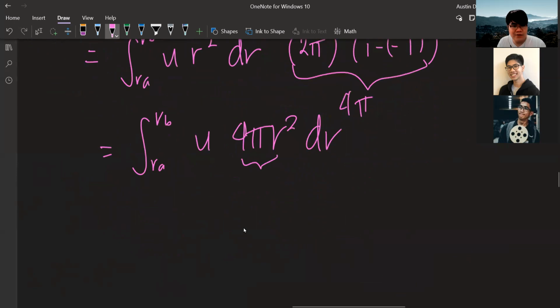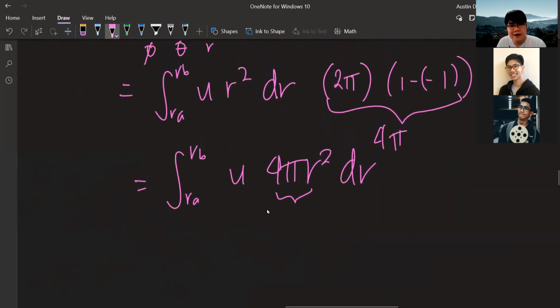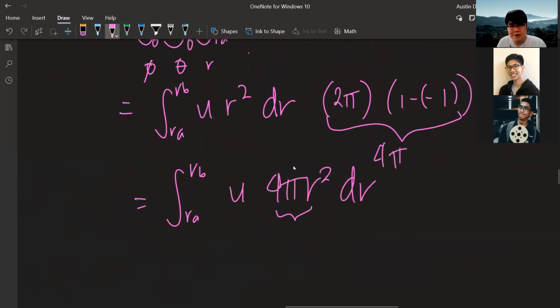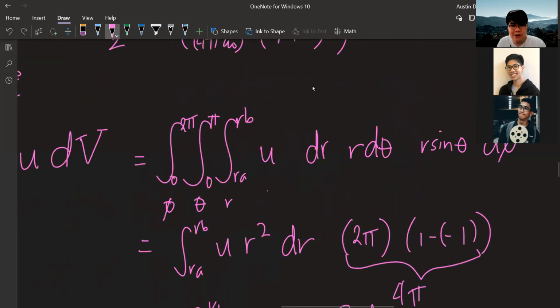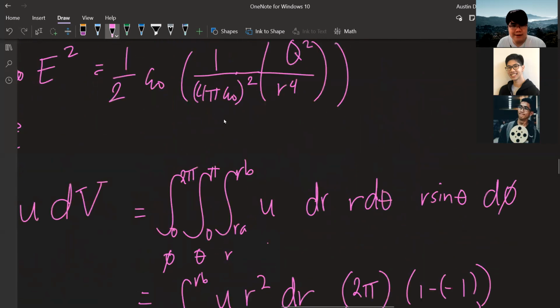Sabi ko nga sa inyo, yung mga surface area natin, kapag in-integrate mo sila, nagiging volume. So, ito, at yung surface area ng sphere, kapag in-integrate mo with respect to dr, nagiging volume yan. Okay, now we just plug in things.